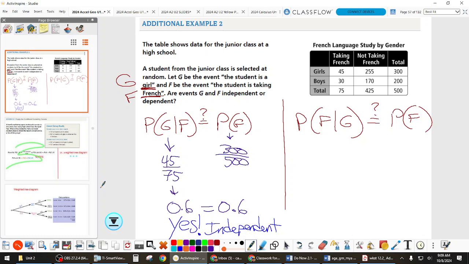Okay, how many of you doing it a different way got a similar result? Now, are these going to be the same? No, they're not. Let's do that just to prove it. So, given that we know it's a girl, so this direction, what's the probability of French? That's 45 out of 300. And then the probability of taking French is 75 out of 500. Okay, so clearly those two are different decimals than these ones are.